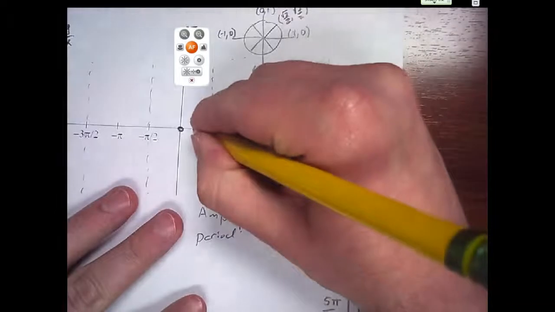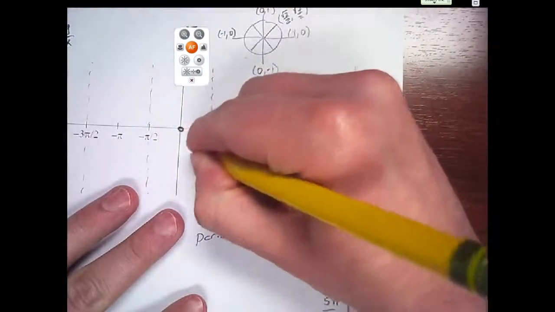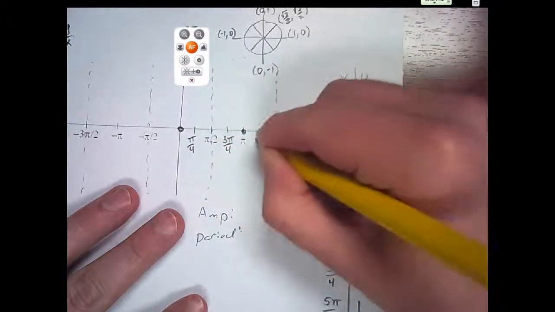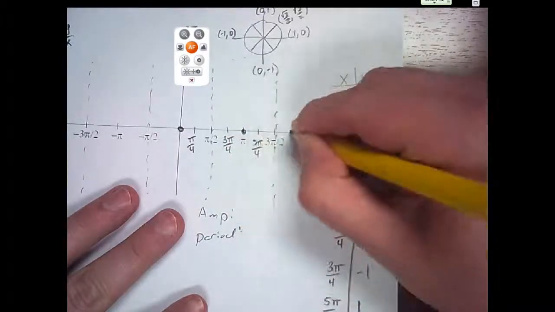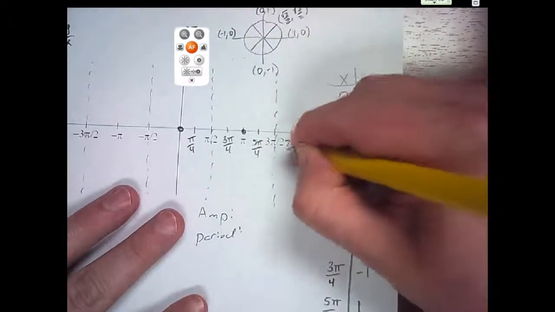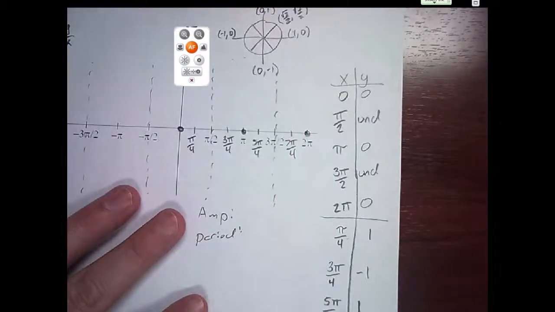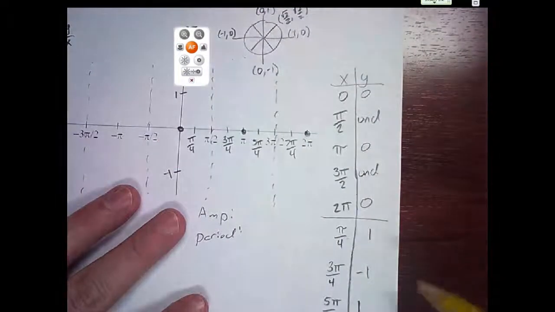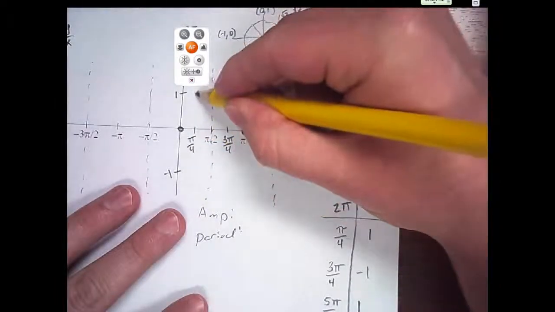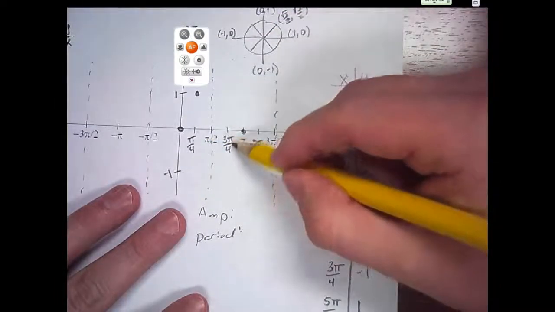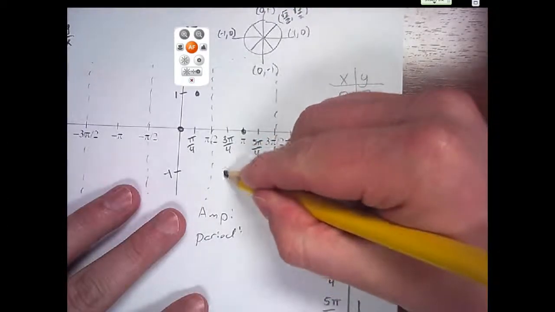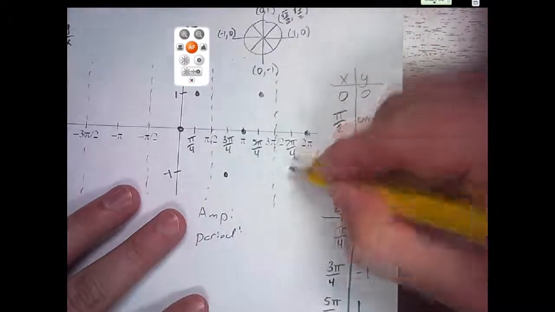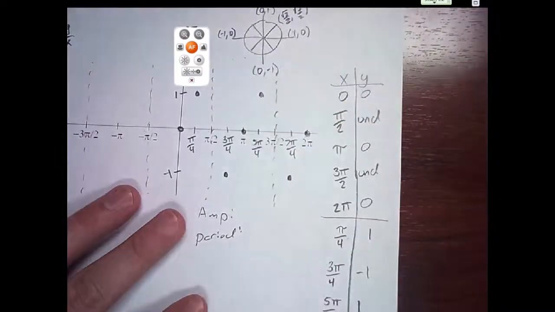So all I need to do is come over here and write in my new points, just like that. I have a 1 and a negative 1 there. Okay. At pi over 4, I'm at positive 1. At 3 pi over 4, I'm at negative 1, so down here. At 5 pi over 4, I'm at positive 1. And at 7 pi over 4, I'm at negative 1, just like that.